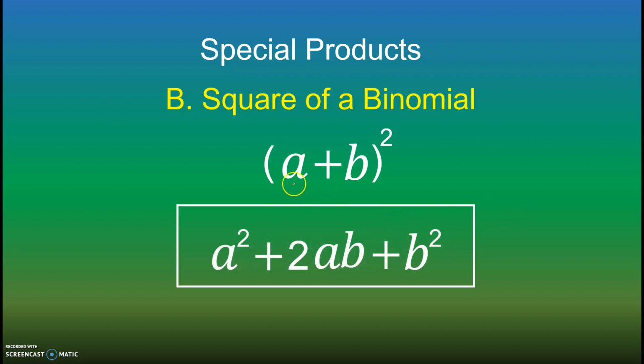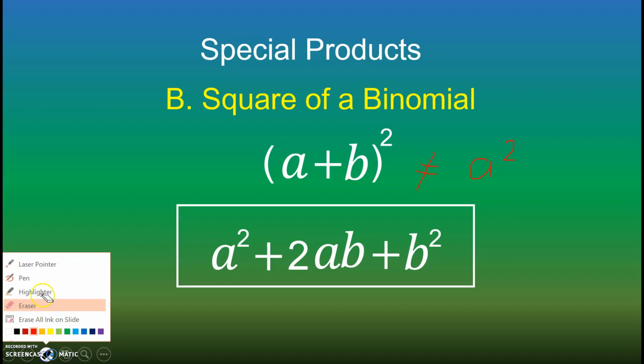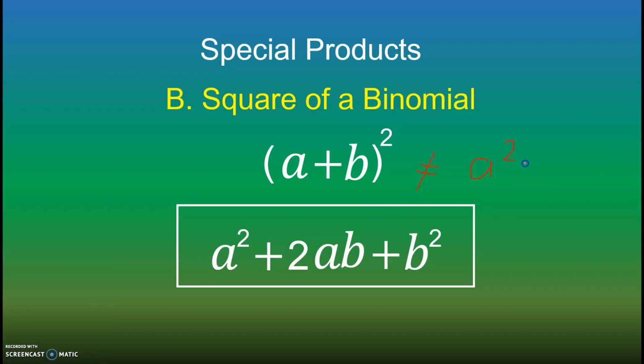So what happened here? So basically, the square of the first term is a square, right? And then the square of the last term is b square, right? So again, the common misconception here is their answer is this one. So again, these expressions are not equal, okay? So please take note of this. So these are just some common misconception, no?